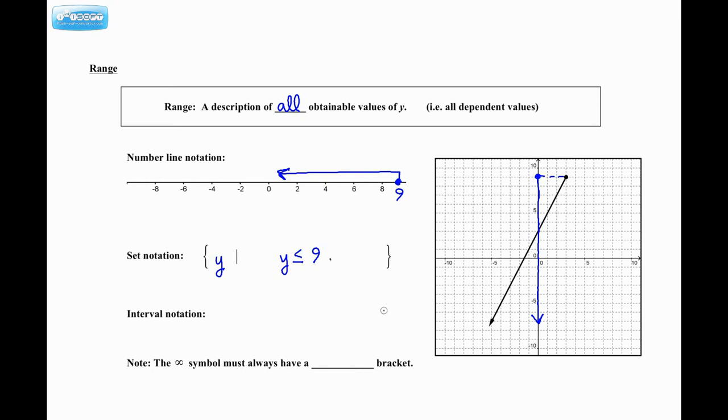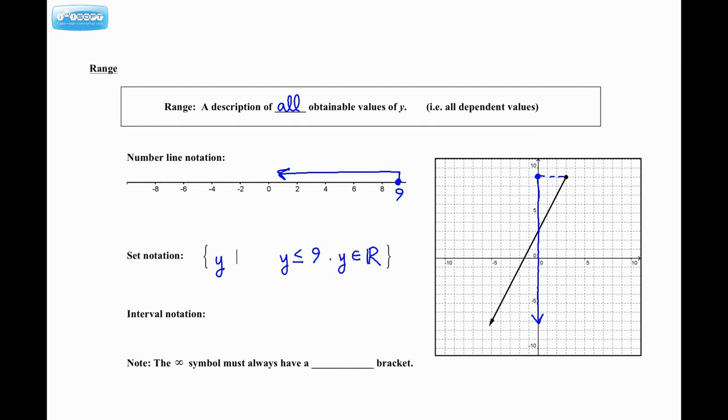Are we only talking integers, rational numbers, real numbers? Well, this is continuous, so of course it's all real numbers. Any real number that you can imagine, as long as it's less than or equal to 9, it's in the range.